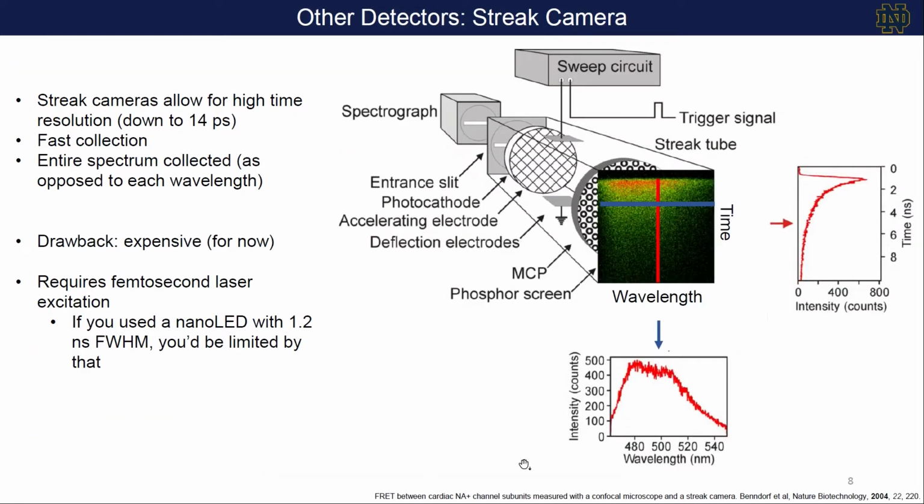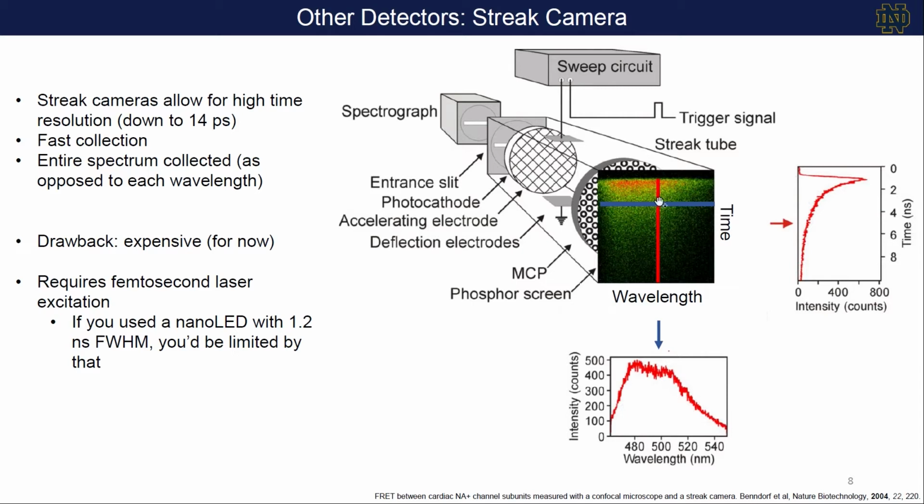One other detector I would like to talk about is a streak camera. Streak cameras are, I think, interesting because they allow you to go down to very high resolution, so you can see things typically down to like 14 picoseconds. It gives you very fast collection. It also gives you the full spectrum, so all different times and all different wavelengths.